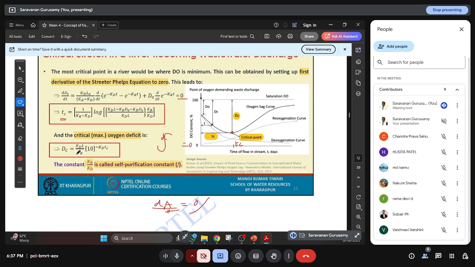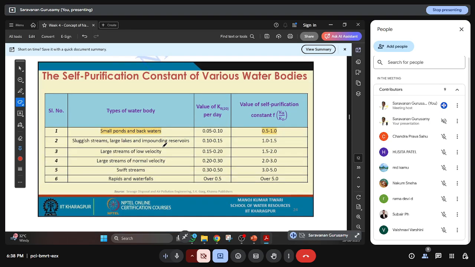Okay. So Kr by Kd is the self-purification constant. How much reoxygenation is happening divided by how much deoxygenation is happening is equal to your self-purification constant. Got it? You do not need to remember these formulas, but please understand that the Streeter-Phelps equation is used to find DO at any time, and with that we can arrive at the critical point and critical DO. Fine. For any water body, you can check the f value as 0.5 to 1.